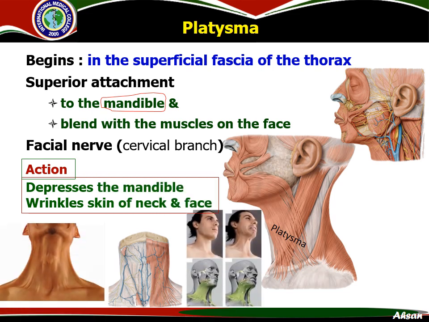This muscle depresses the mandible when the muscle below the mandibular attachment contracts, and whenever the part of the muscle above the attachment of the mandible contracts, it makes a wrinkle in the skin of the face.